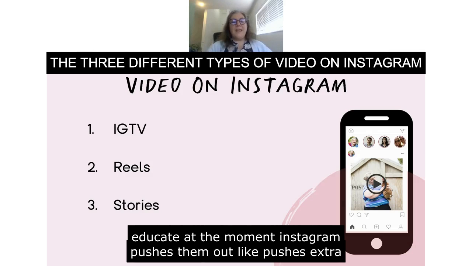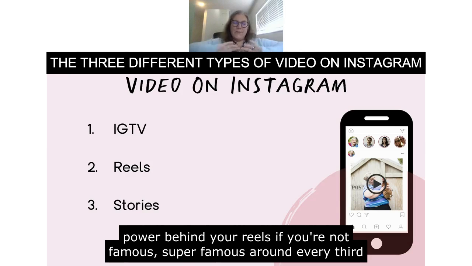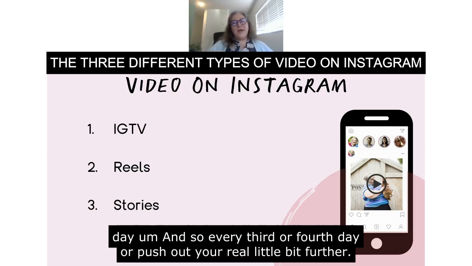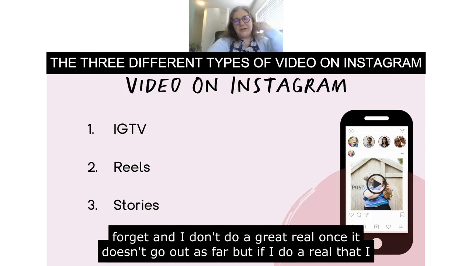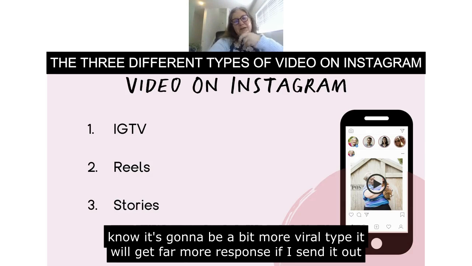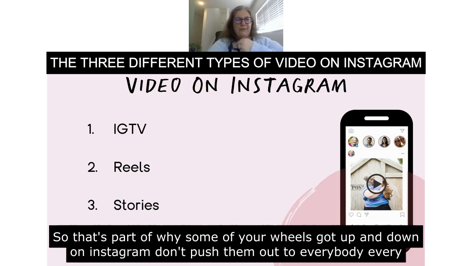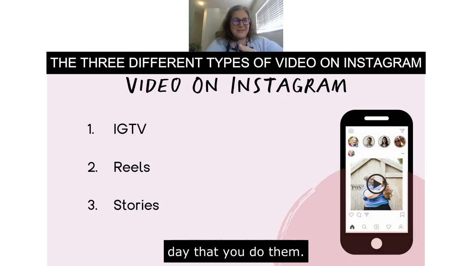At the moment, Instagram pushes extra power behind your Reels, if you're not super famous, around every 3rd day. So every 3rd or 4th day, it will push out your Reel a little bit further. Today I have calculated that is the day for me. Sometimes I forget and I don't do a great Reel, and so it doesn't go out as far. But if I do a Reel that I know is going to be a bit more viral, it will get far more response if I send it out on that day. So that's part of why some of your Reels go up and down: Instagram don't push them out to everybody every day that you do them.